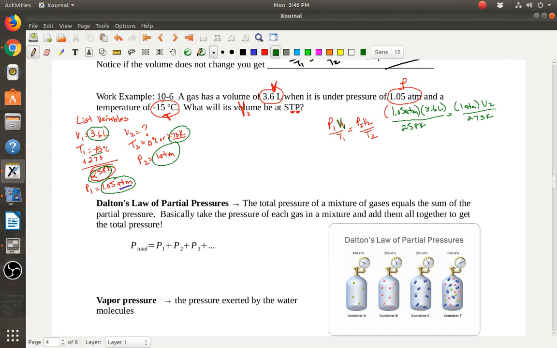Now we need to solve this. You need to cross multiply. If you don't, you're going to make mistakes, I promise you. So cross multiply: 1.05 atmospheres times 3.6 liters times 273 kelvins is 258 kelvins times 1 atmosphere times V2. Now I get to isolate my variable by dividing both sides by 258 kelvins and 1 atmosphere.